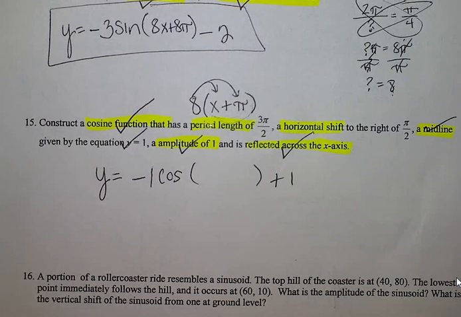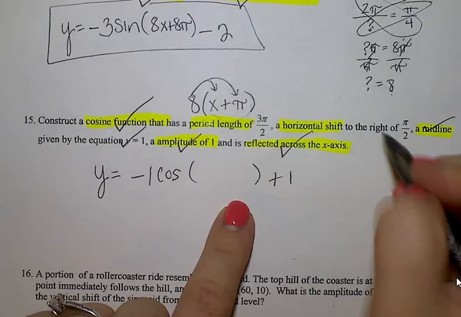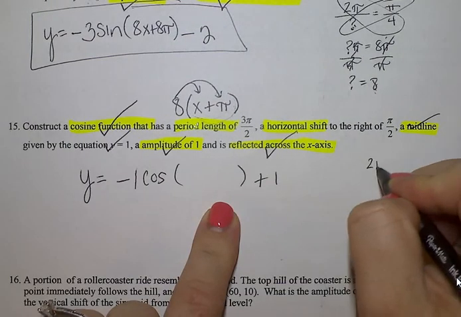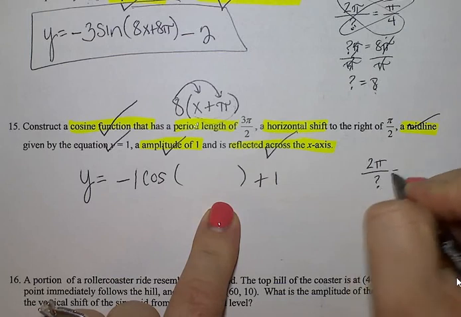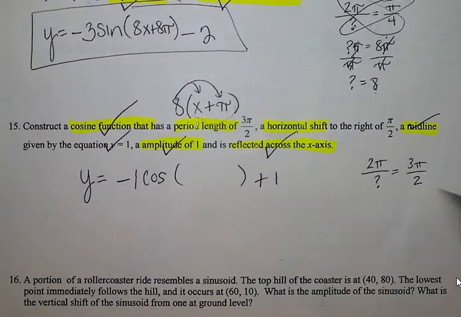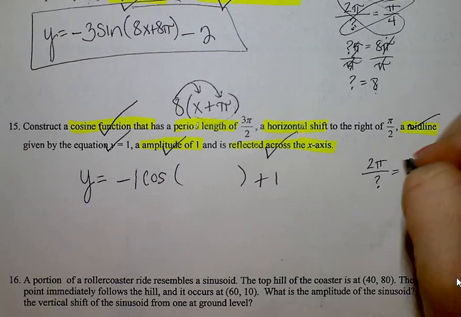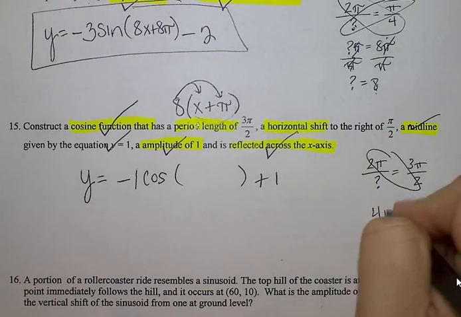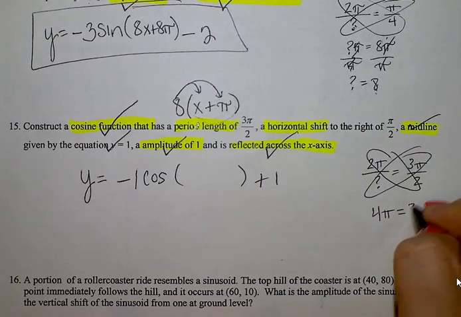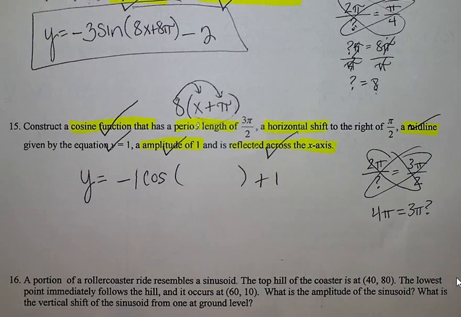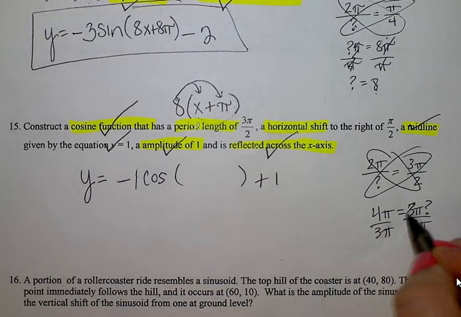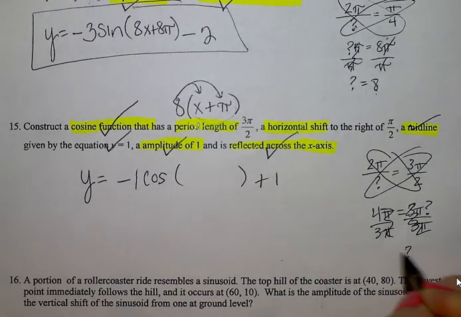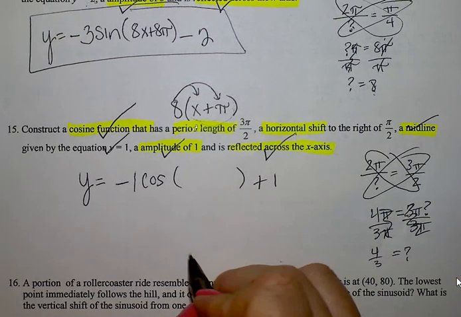Has a period length of 3 pi over 2, so I'm going to come off to the side. 2 pi divided by something is equal to 3 pi over 2. Yes, you have to show your work if you're going to get points for this on your test. So I have 4 pi is equal to 3 pi times question mark. I want to isolate the question mark, so I divide by 3 pi. The pi's cancel, and question mark is equal to 4/3. So I come over here and I write 4/3 x.